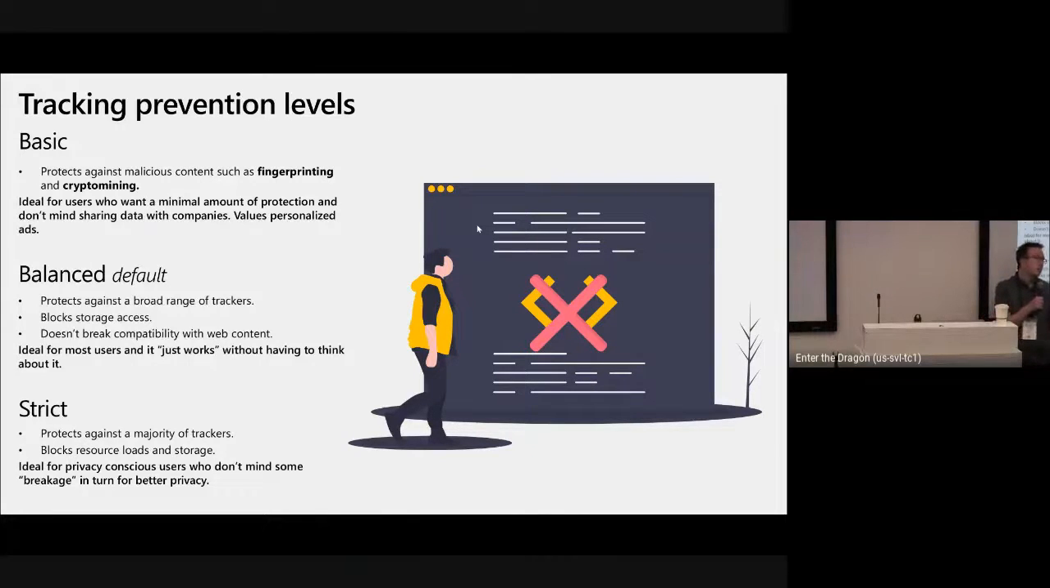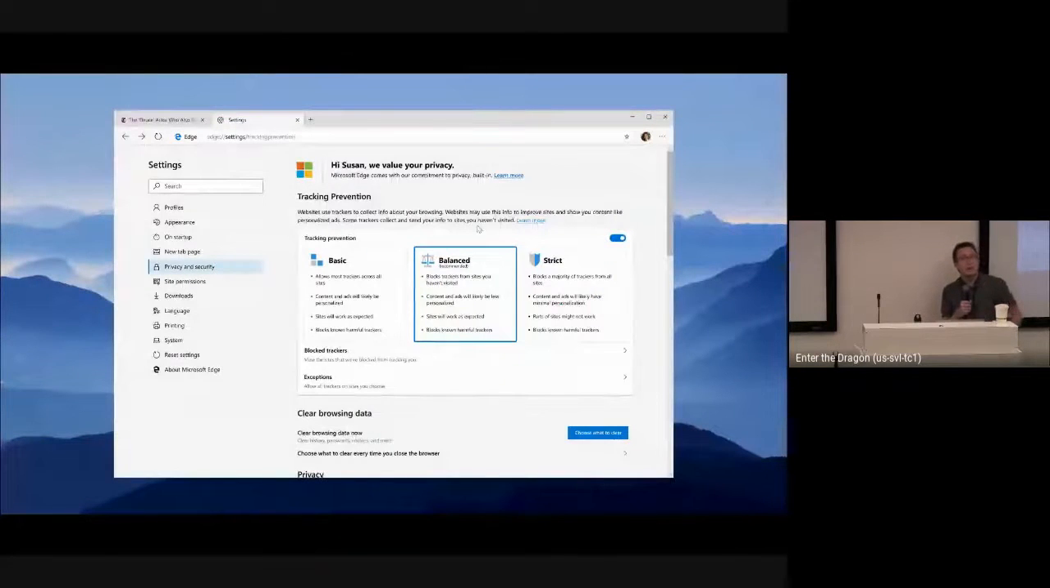We also know, though, there are some more privacy-conscious individuals, and so we've given them the strict mode. What that is, we're going to block a lot more content. And in turn for that, we might break the web a little bit, but they get a little bit more privacy. And you can see a quick screenshot of the settings where our users can choose between those modes.